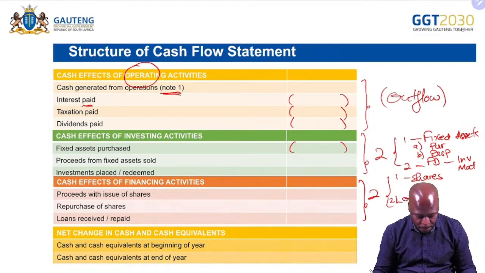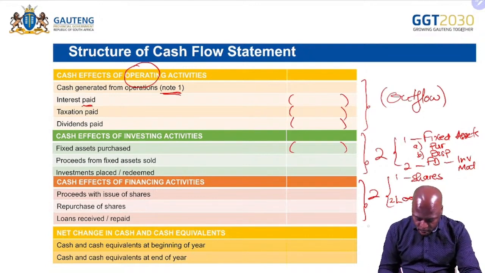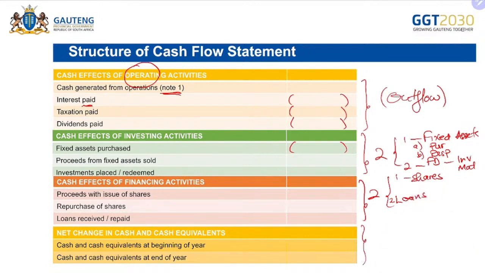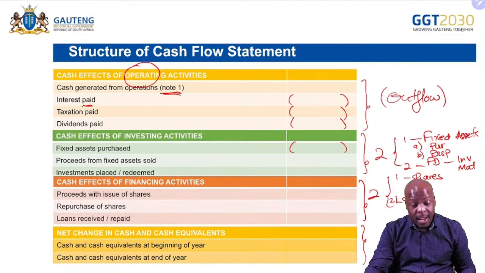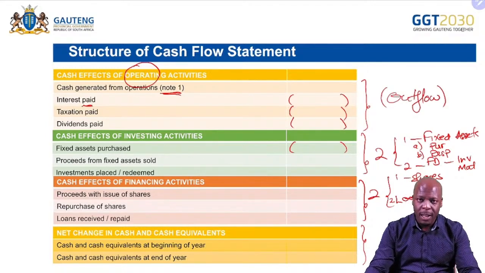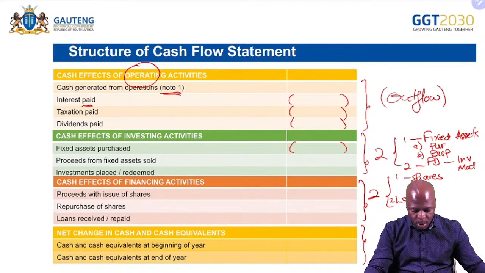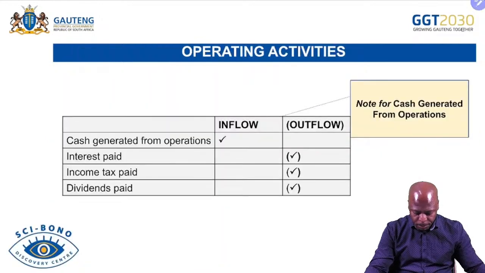aspects. Okay. Now, when you've done all of that, you will come to the bottom part of your cash flow statement, which is your net change in cash and cash equivalents. With the net change in cash and cash equivalents, we are now looking at your cash and cash equivalents at the beginning of the year and at the end of the year. I'm going to show you quickly how we get all those figures, practically.